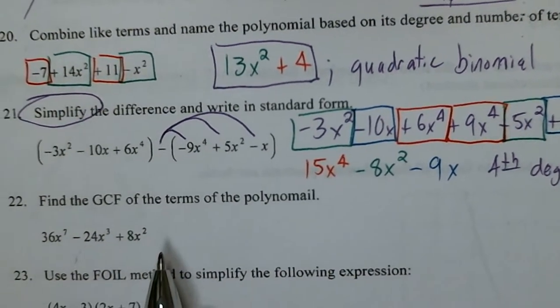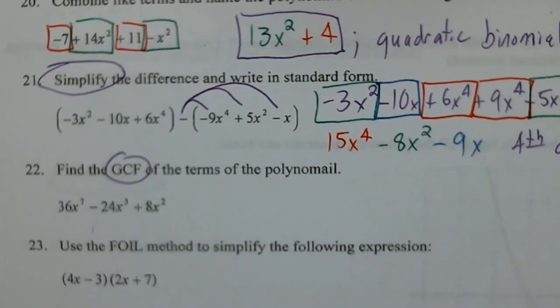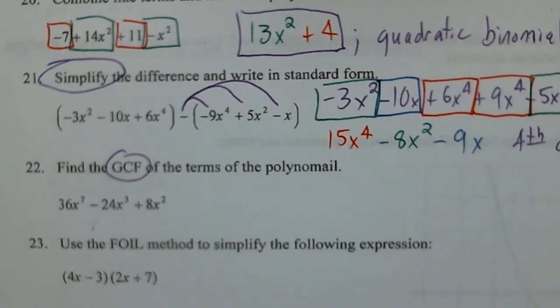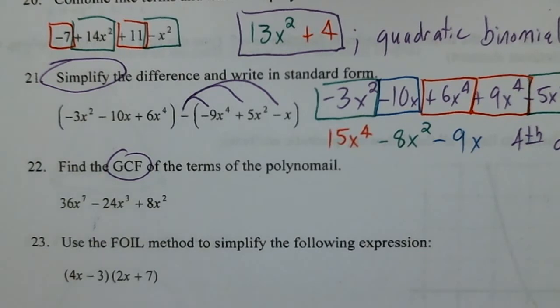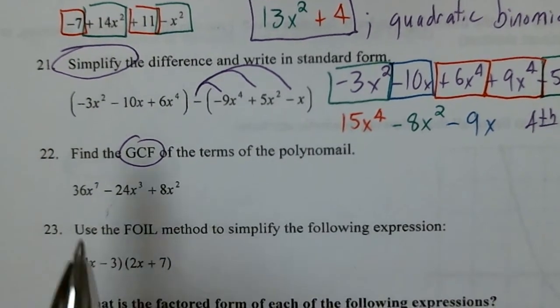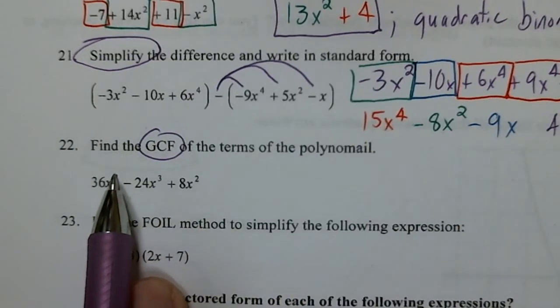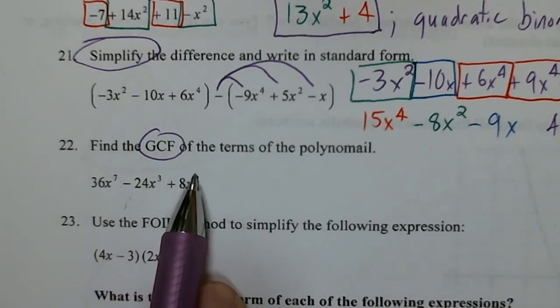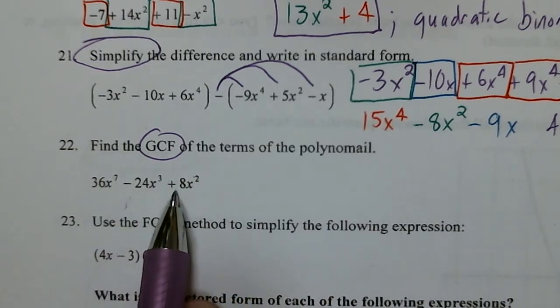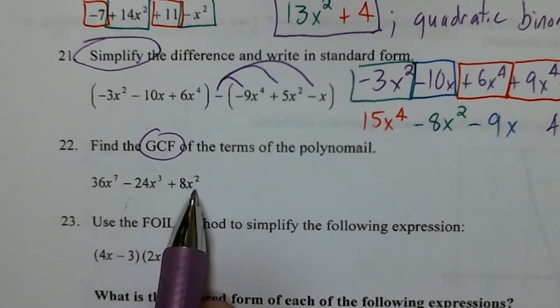Okay, number 22, GCF. What does that stand for? Greatest common factor. How do I find the GCF? Two things. I want to find the highest number. Don't even look at the x's. Just look at the numbers. Just look at the 36 and the 24 and the 8. I want the highest number that divides evenly into all three of these terms.